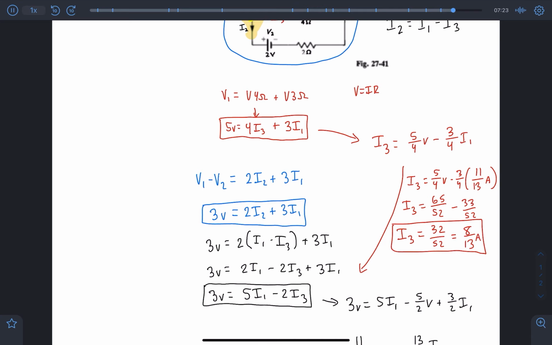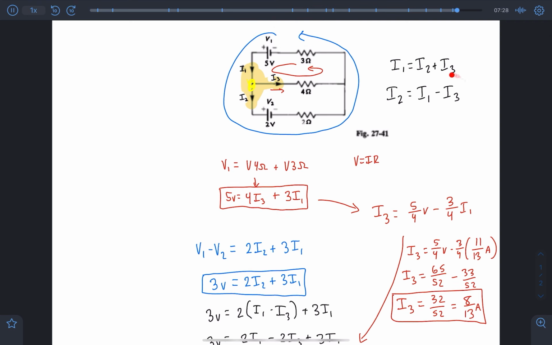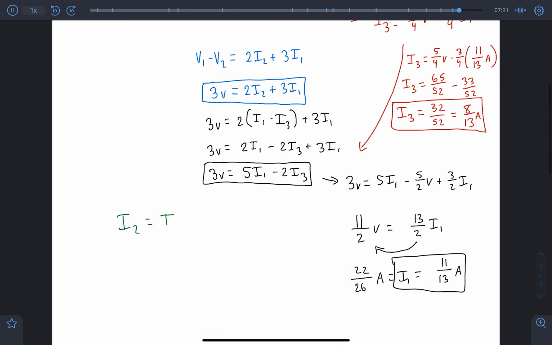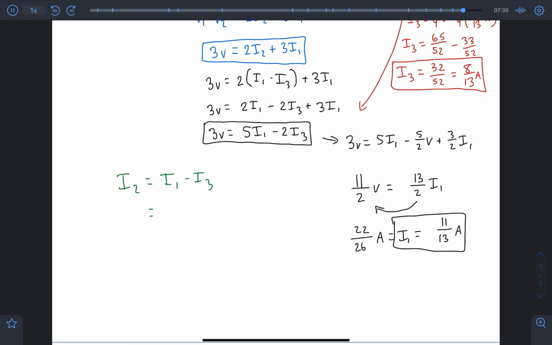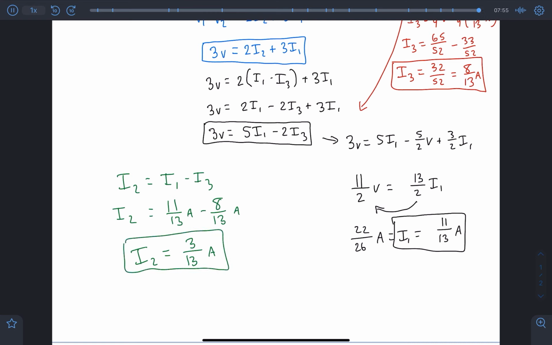In the final step, we know from Kirchhoff's current law that I2 is equal to I1 minus I3, and so that leaves us with I2 being equal to 11/13 of an amp minus 8/13 amps. And finally, we get that I2 is equal to 3/13 amps. And so that is how you solve for all of the currents in this problem. Hope that helped.